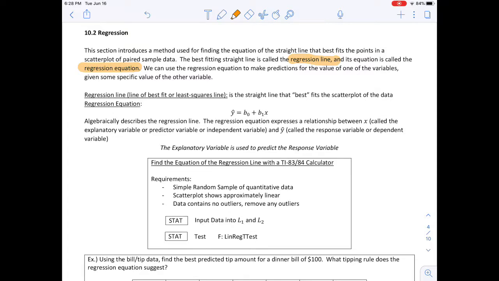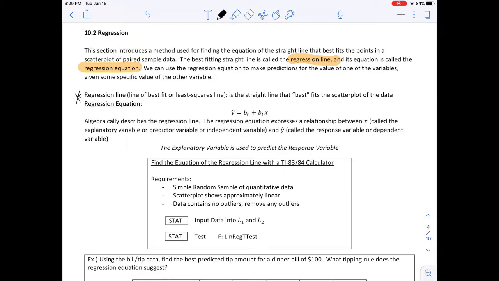The regression line, or the line of best fit, or the least squares line, and there are so many different names for this line, just to be aware of that, is a straight line that best fits the scatter plot of the data. The regression equation is given as y hat equals b naught plus b1 times x.